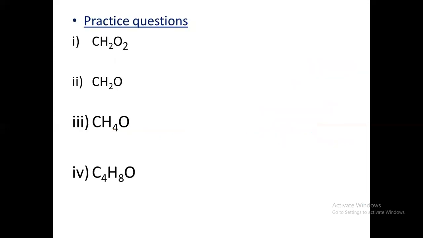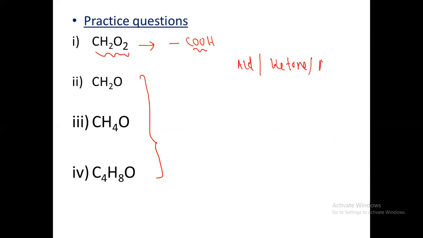So how to find out the functional group? Just look at the formula. If you find 2 oxygens, it's very easy: the functional group is COOH because there are 2 oxygens. If there is only 1 oxygen in the molecular formula, you have 3 options: either aldehyde, ketone, or alcohol. So how to decide which is the functional group?